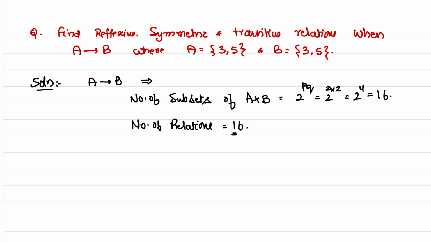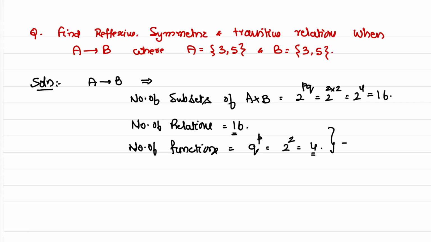Number of relations. Out of them, all the relations are not functions. Number of functions out of these 16 is q to the power of p, that is 2 to the power of 2, that is equal to 4. That means there are 12 relations which are not functions.